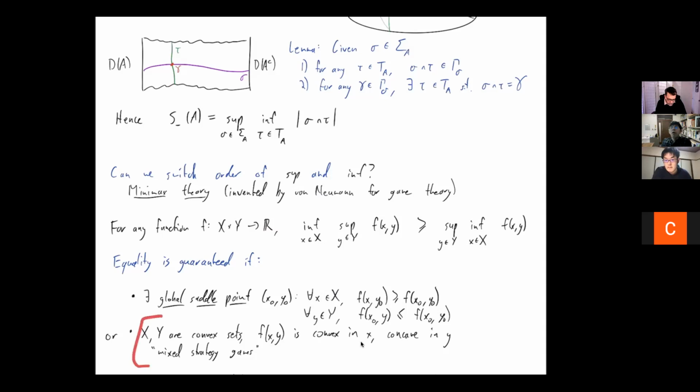You need a compactness condition, and especially if you move to infinite dimensions, it starts getting complicated, and there's a whole area of analysis about this. But for our purposes as physicists, I think we're just going to use this statement: if you have convex sets and your function is concave-convex, meaning it's convex in the variable you're minimizing over and concave in the variable you're maximizing over, then the minimax equals the maximin. So we're going to use these two sufficient conditions for equality.